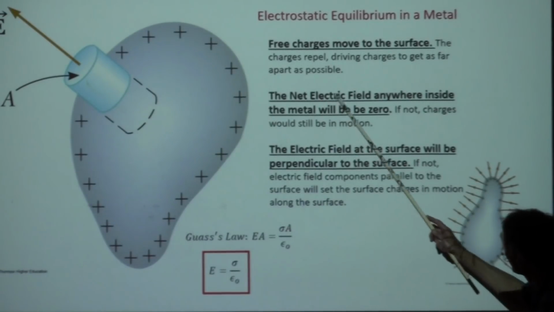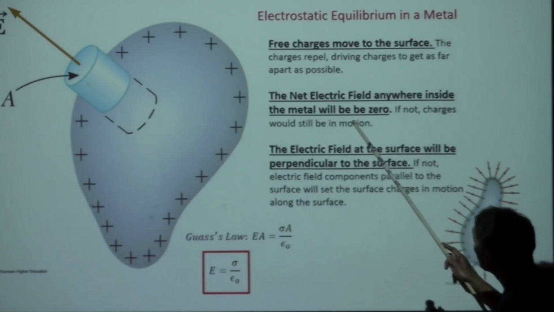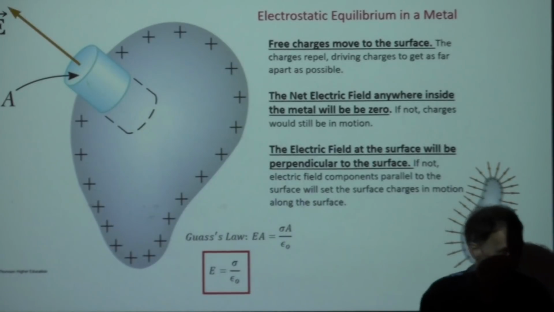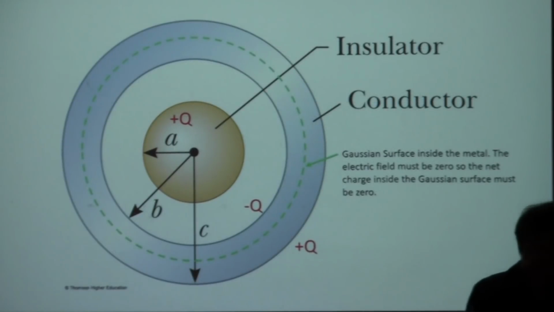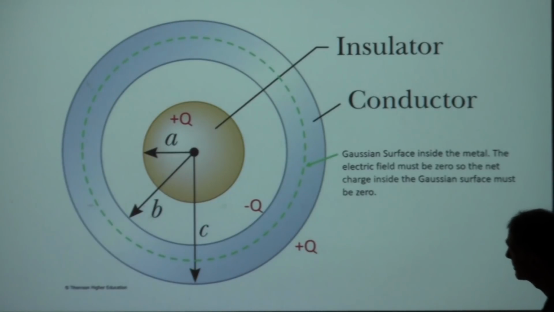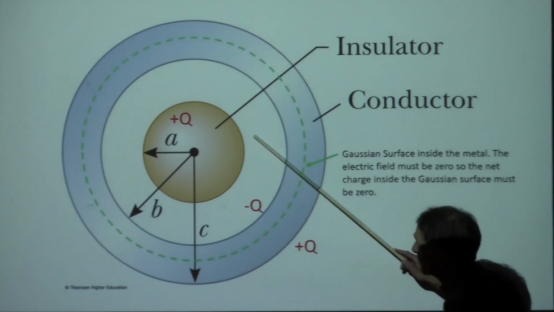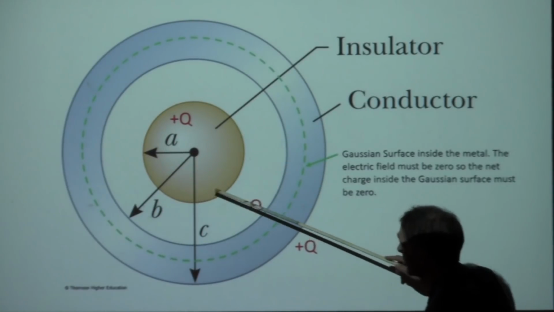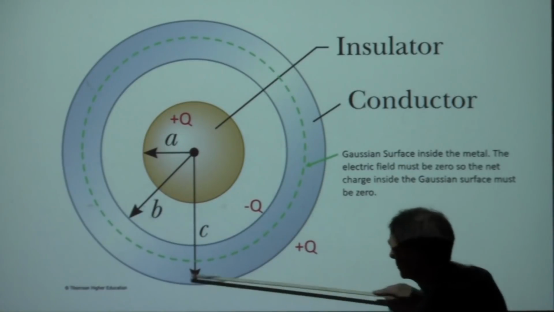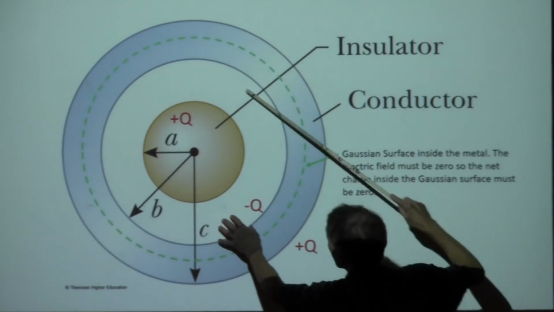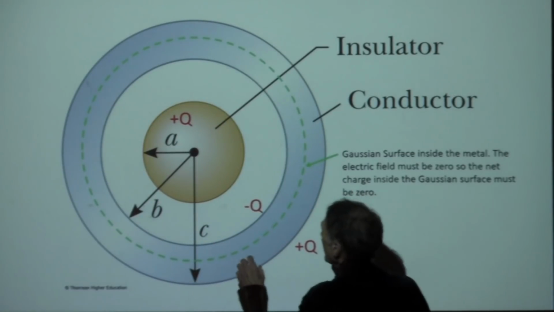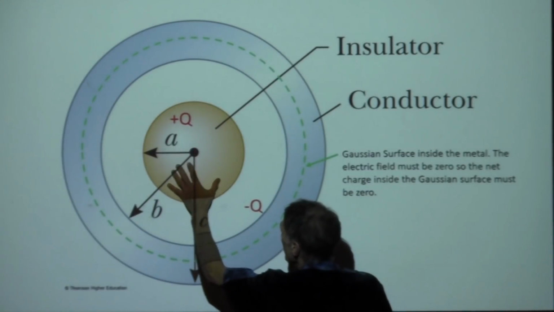Now this net electric field being zero anywhere inside the metal is going to be an important one. You had a couple of homework problems like this, and this just kind of summarizes them. Imagine I've got an insulated sphere that's got a charge Q on it, and it's inside a metal sphere. The metal sphere is hollowed out in here, and we want to get at what the electric field is, let's say, inside.